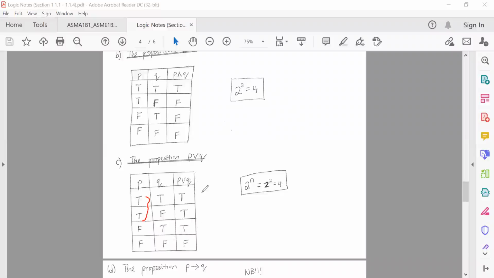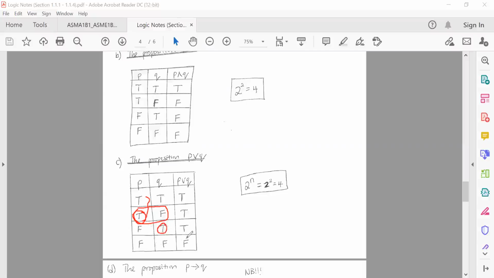And now for OR, you only need one statement to be true for the whole thing to be true. For example, true and true obviously is true. True or true is true. True or false is true. You see, you only need one of them to be true for the whole statement to be true. All right. False or true, again, is true because you see there's a true there.